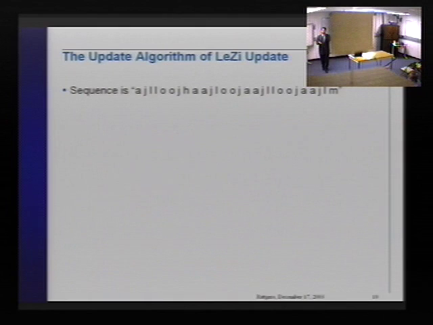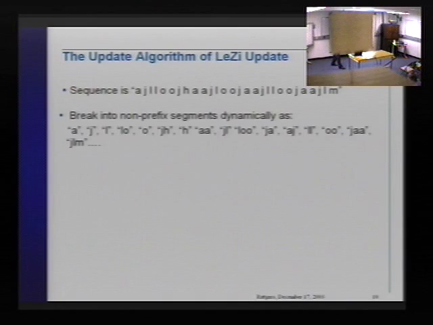So here's the lazy update algorithm. So let's think of this as a sequence of cells. Now these are all cells. So this is actually the mobile's movement pattern. What lazy update does is first uses the LZ compression technique. It breaks this up into non-prefix segments. So A, J, L, O. So the idea is that in any segment, if you leave out the last bit, you have seen the previous sequence in one of the earlier segments. So L, you have two L's there, but you haven't seen LO.